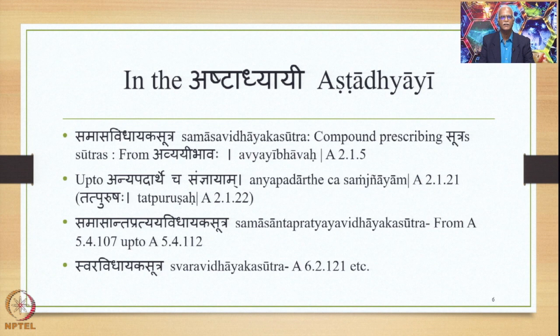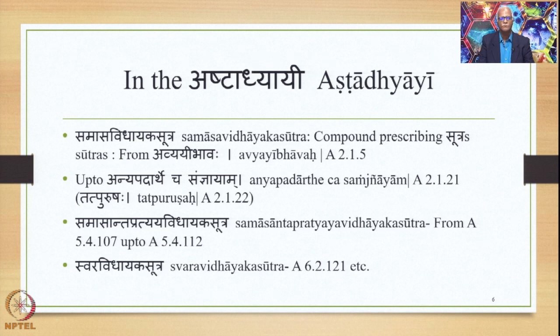In the Ashtadhyayi, avyayībhāva samāsa is stated or prescribed from the Sutra 2.1.5 up to 2.1.21. Incidentally, 2.1.22 is Tatpuruṣaḥ, which cancels avyayībhāva. And we have studied the Tatpuruṣa samāsa in detail in the first course on samāsa. So, the Sutra avyayībhāva, which is 2.1.5, and the Sutra anyapadārthe cha saṃjñāyām, which is 2.1.21, form a section in which the sutras prescribing the avyayībhāva samāsa are stated. These are the samāsa vidhāyaka sutras as far as the avyayībhāva samāsa is concerned.